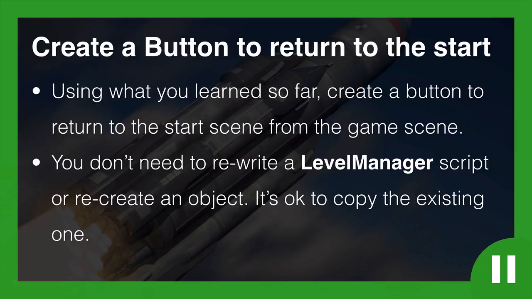So use what you've learned already, use the code that's already there. You don't need to rewrite the level manager object or the level manager script. You can just use Control C or Command C to copy them and then paste them in the new scene. So you'll need to grab the existing level manager and copy that across to your new scene, and then also create a new button in your new scene that takes us back. And that's just going to be a little debug button as an exercise for us so we can jump back and forth between those two scenes. So I'll see you very soon.